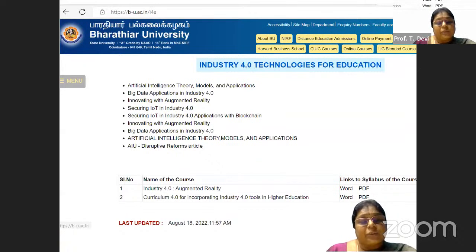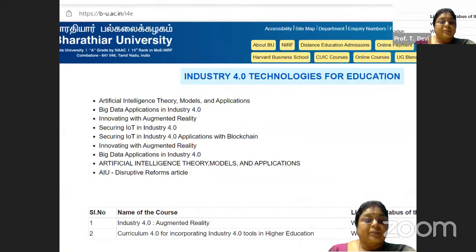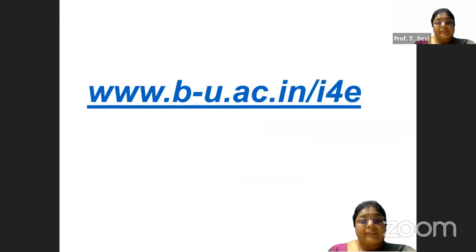And this AIU is the Association of Indian Universities Disruptive Reforms article by our Honorable Vice Chancellor. See, here is the interesting point: Curriculum 4.0 for incorporating Industry 4.0 tools in higher education. The Word format and PDF format are given. Okay, click on the second one. It will give you 20 pages of detailed syllabus of how you can incorporate these things into your education. This is the website. Please note it down and have a look at it.